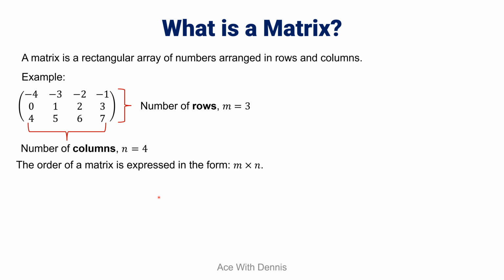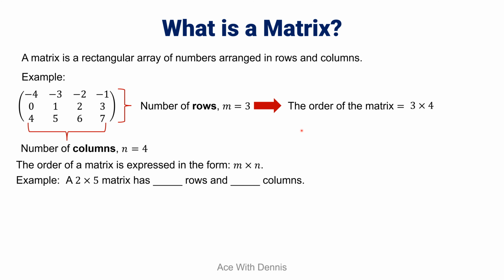The order of a matrix is expressed in the form of m times n, where m means the number of rows and n means the number of columns. So for this case, the order of the matrix will be 3 times 4. Here's an example. Can you fill in the blank? A 2 times 3 matrix has how many rows and how many columns? Yes, it has 2 rows and 3 columns.